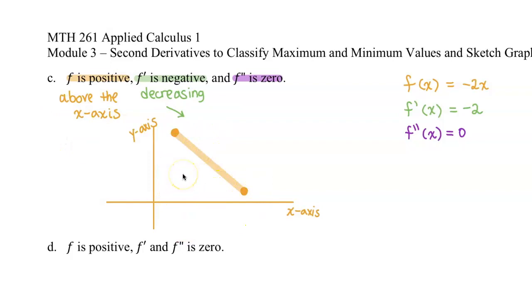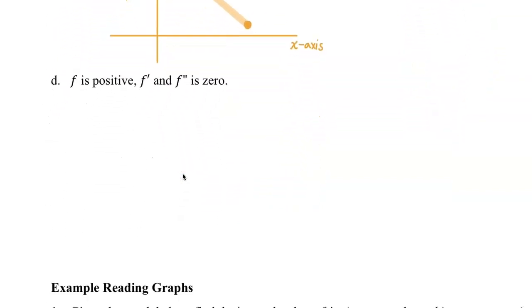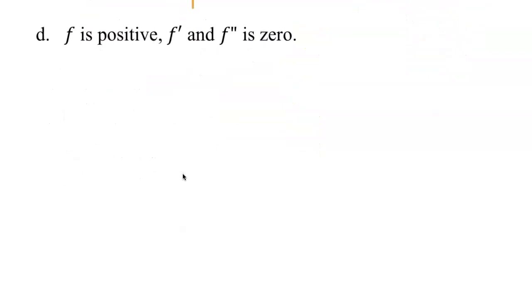But let's try another one. Okay, what about this one? It says f is positive. Oh, same restriction, right? If f is positive, then we must be looking at a graph that is completely above the x-axis.